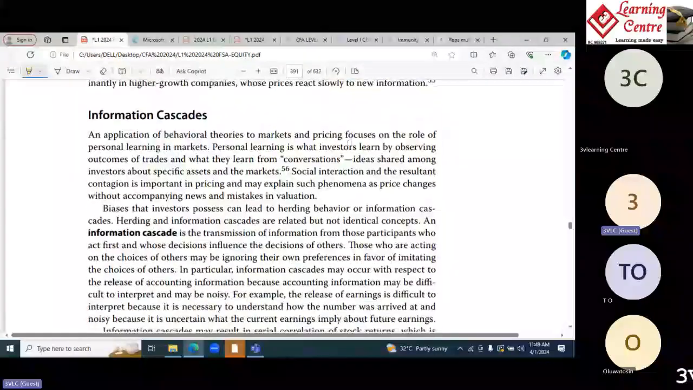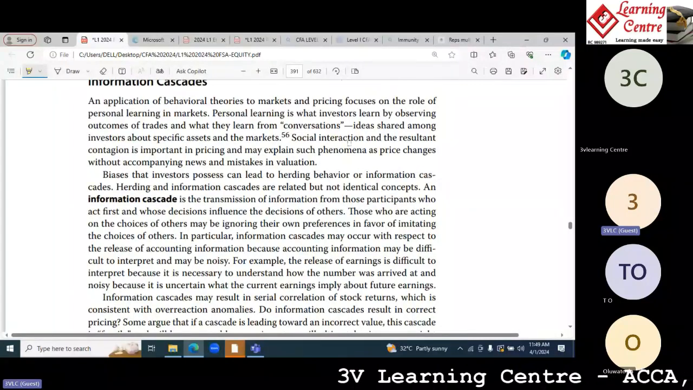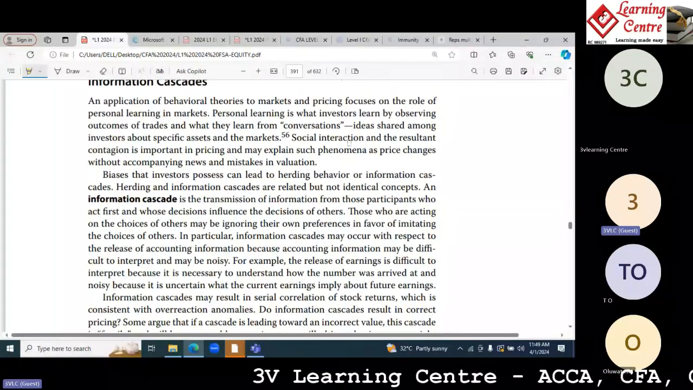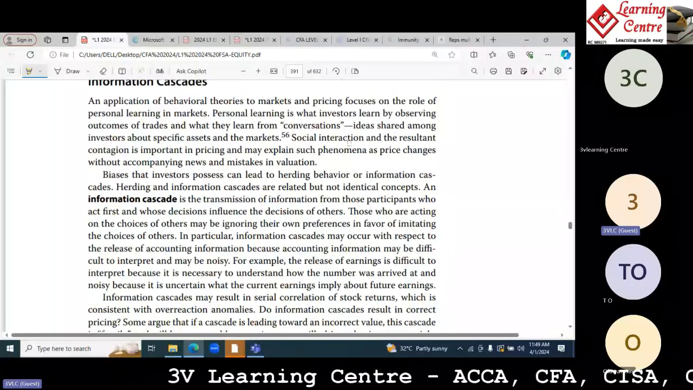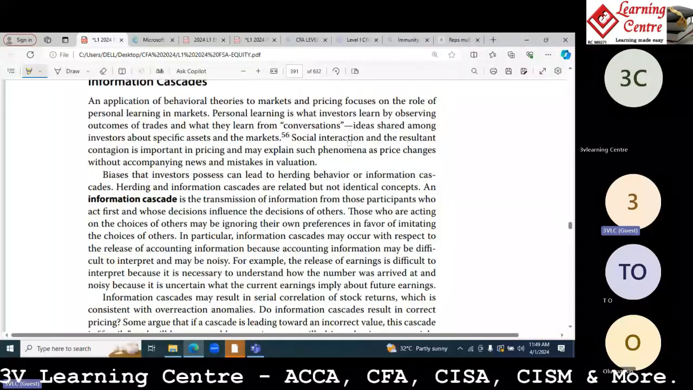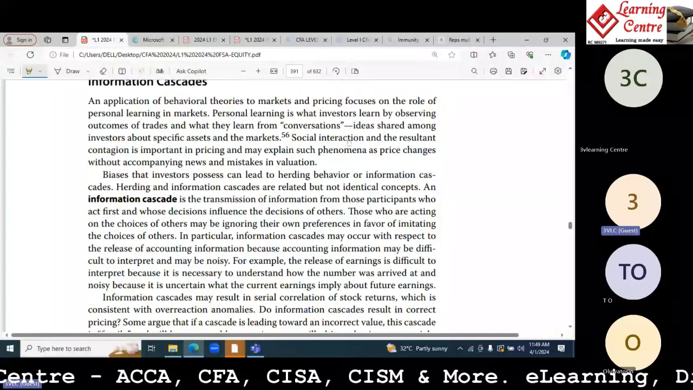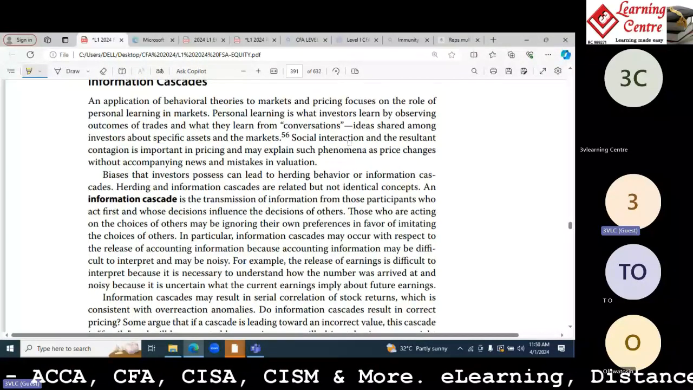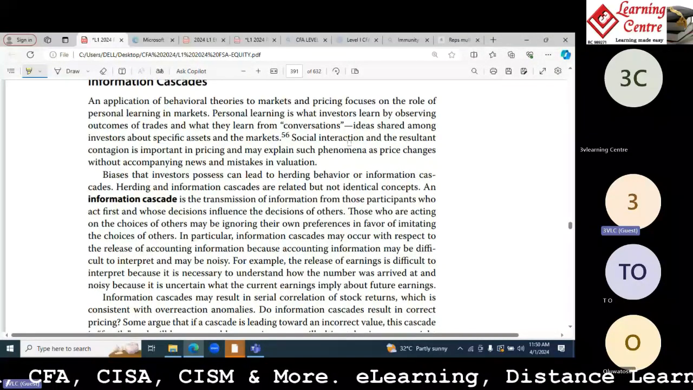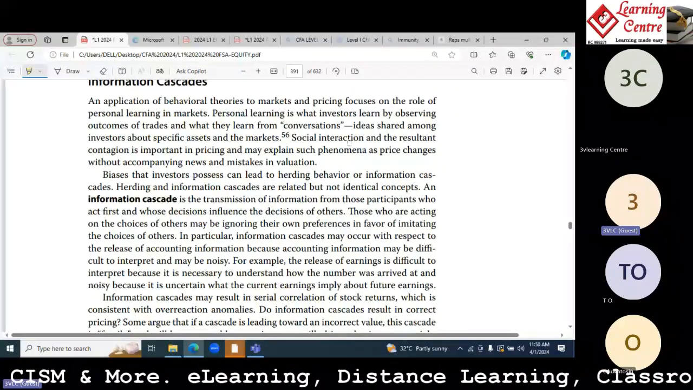Now, we have what we call information cascade. Biases that investors possess can lead to herding behavior or information cascade. Herding and information cascade are related but not identical concepts. An information cascade is the transmission of information from those participants who act first and whose decisions influence the decisions of others. Those who are acting on the choices of others may be ignoring their own preferences in favor of imitating the choices of others.